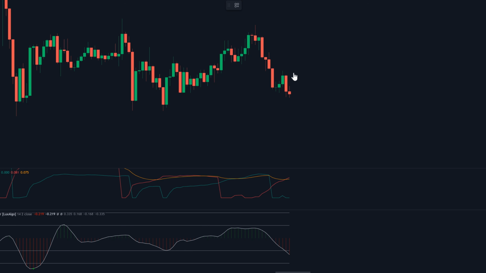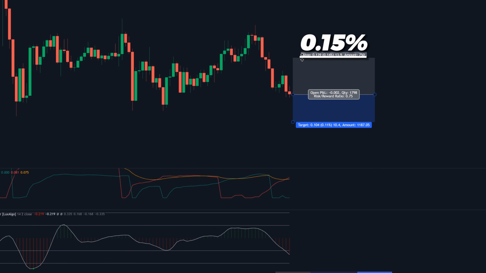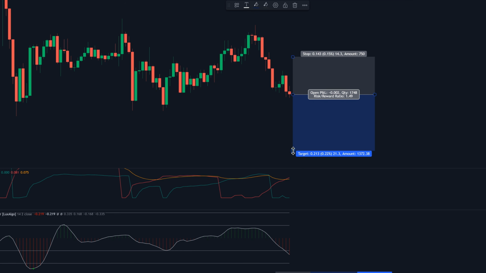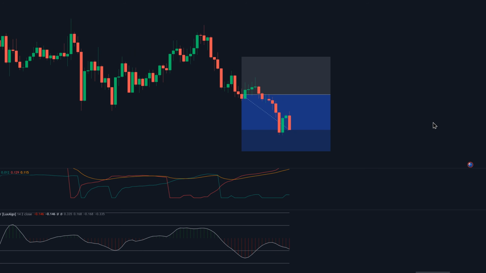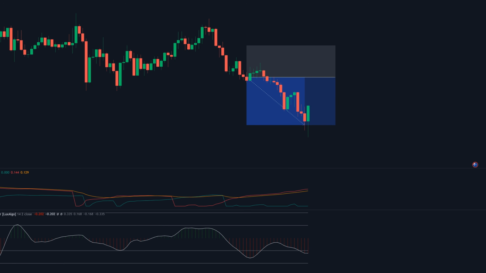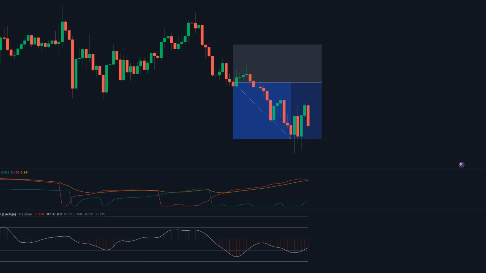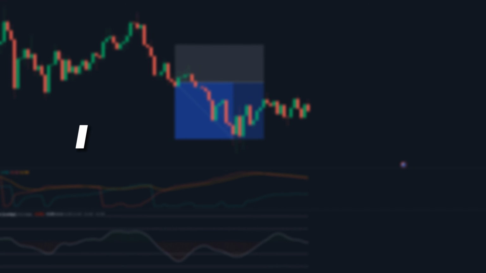We're going to set our stop loss at a percentage value of 0.15. For the take profit, we're going to set it at 1.5 times the risk. If we let this trade run, it hits take profit.